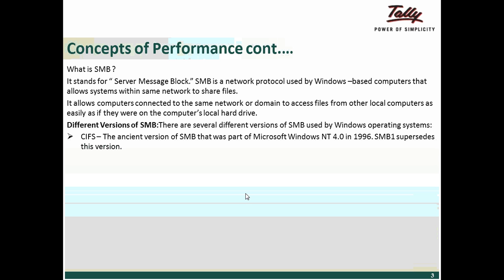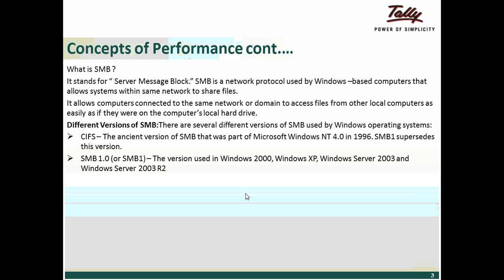SMB1. See, for example, SMB 1.0 or SMB1, the version used in Windows 2000, Windows XP, Windows Server 2003 and Windows Server 2003 R2. Basically, why I am explaining these concepts and the different versions of SMB is that, as and when we go through this troubleshooting session, this plays an important role in addressing some of the performance issues.